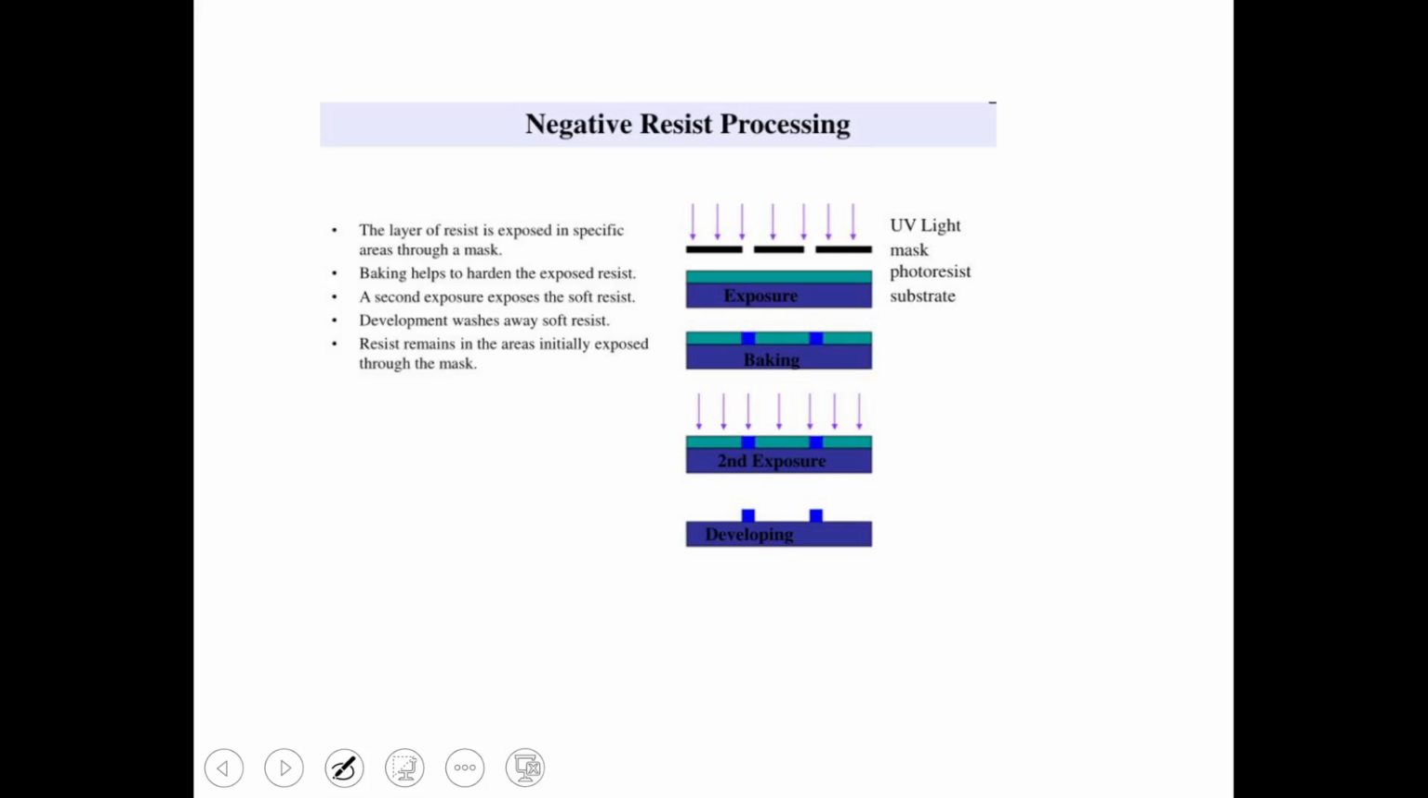In case of the negative resist processing, you can see that this is a mask. So what happens to the exposed area? It will be removed. Only the unexposed area will remain here. Then we have to do the metal deposition and ion milling.